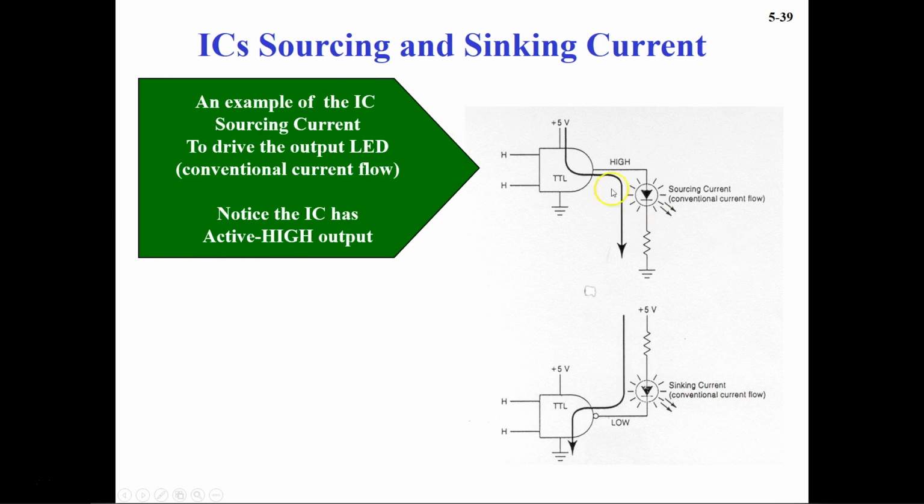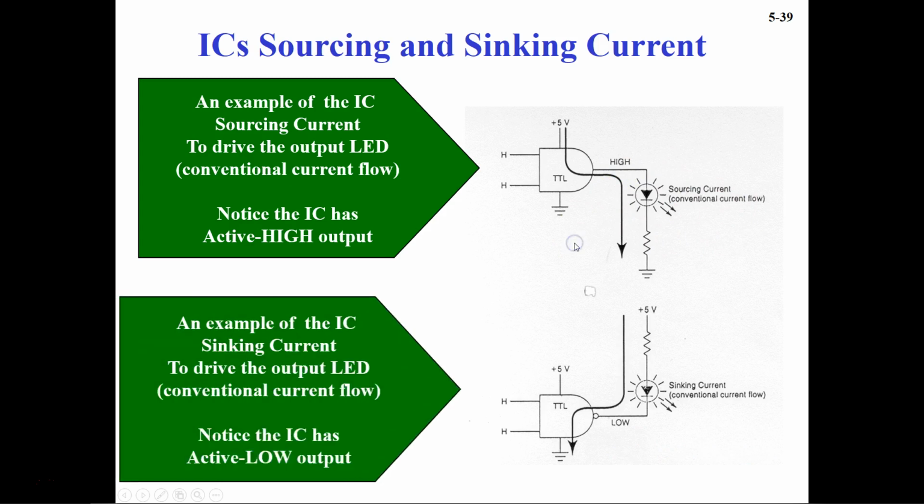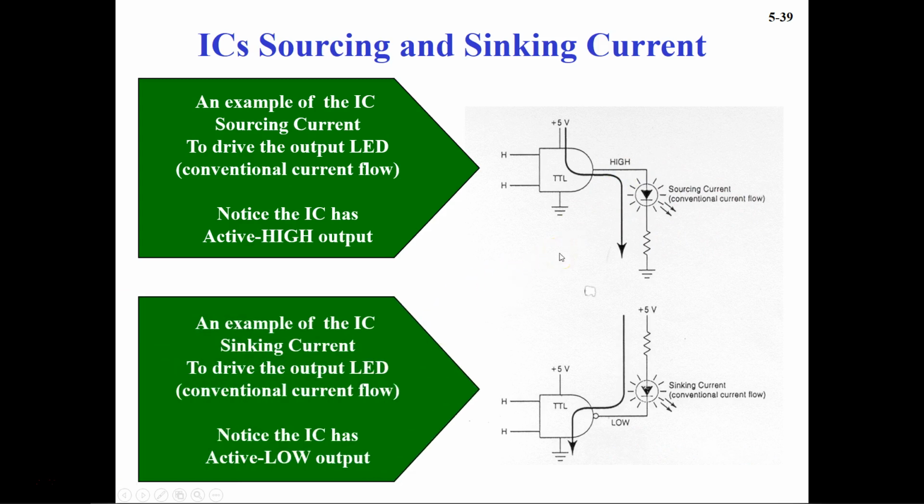And so above was an example of the IC sourcing current to drive the output LED. Conventional current flow is going to be like this. So notice the IC has active high output. So in this case it has active high output, and in this case it is active low. So it is activated when it is low here, then your output is activated, and it is activated when your output is high. So active low output, and then it says an example of the IC sinking current to drive the output LED. Conventional current flow has been shown from here to here. So notice the IC has active low output.